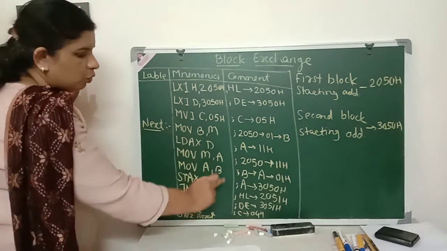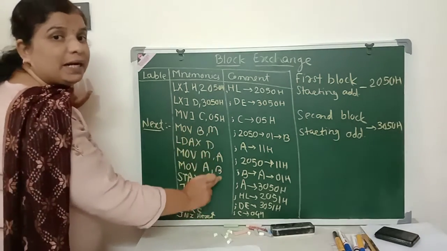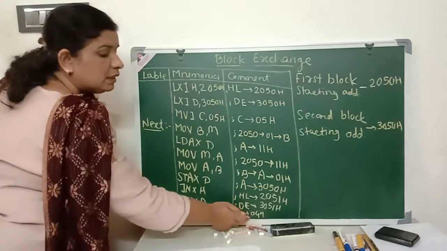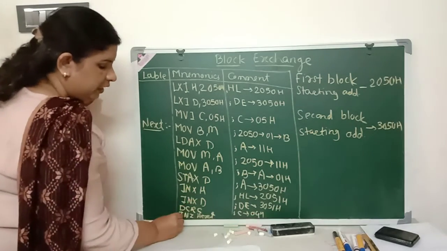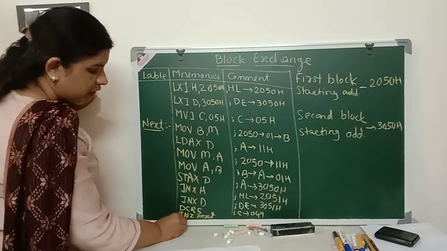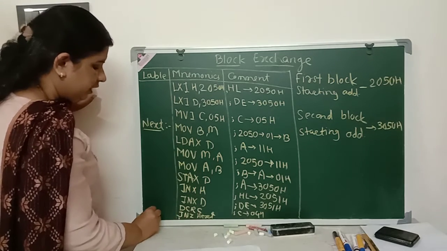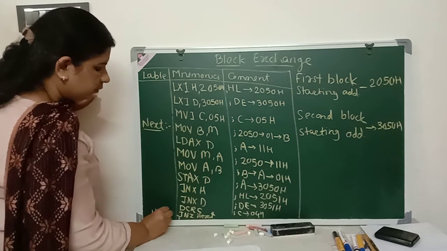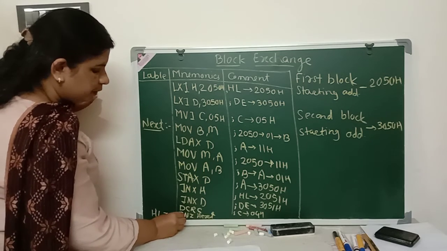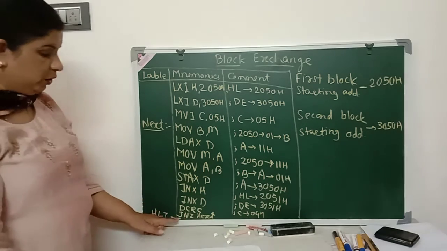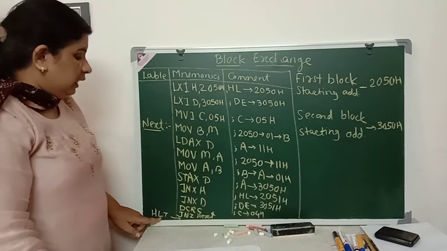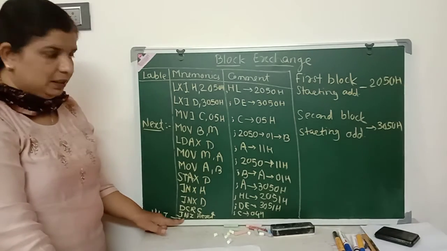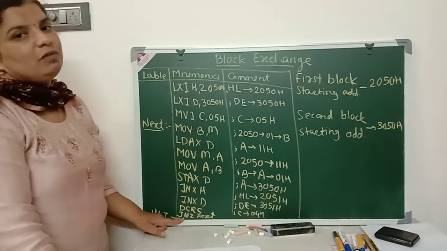So this particular loop will execute 5 times, and the moment C becomes 00, it will come outside. So here we need to write the instruction. I will write here halt. Okay. The instruction should be present here. Okay. So I don't have space here, so what I will do here, the next instruction will be halt. Okay. So this is the program for block exchange.